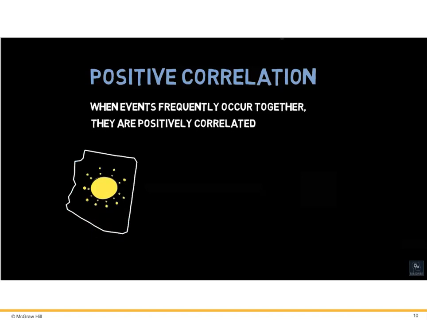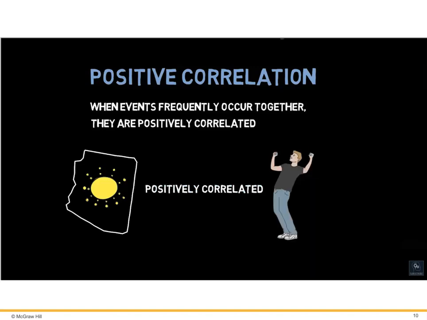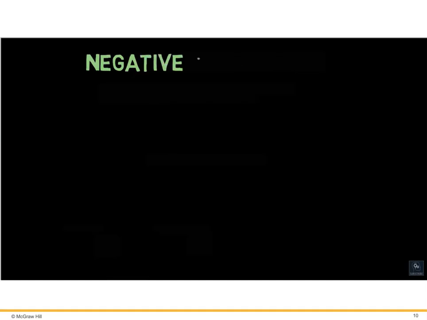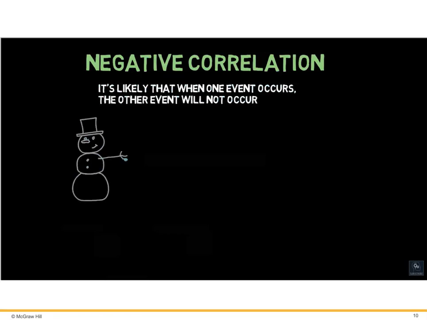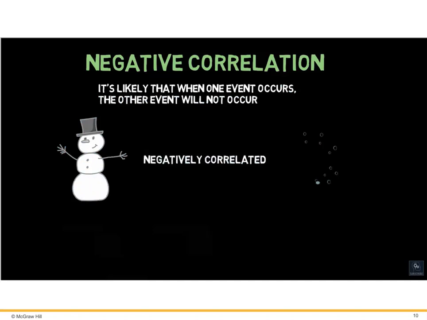In our first example, it being a sunny day in Arizona is positively correlated with Andy succeeding on his math test. On the other hand, two states are negatively correlated when it's likely that when one event occurs, the other will not occur. For instance, when it snows, it's often not very sunny. So snowing and sunniness are negatively correlated.